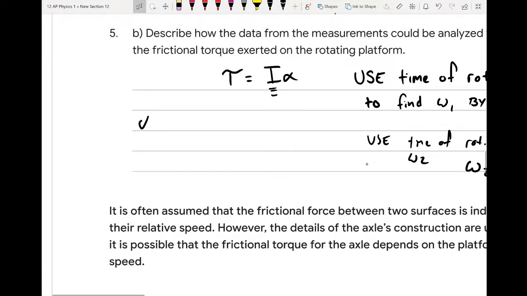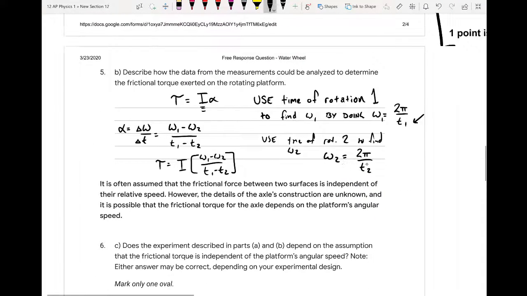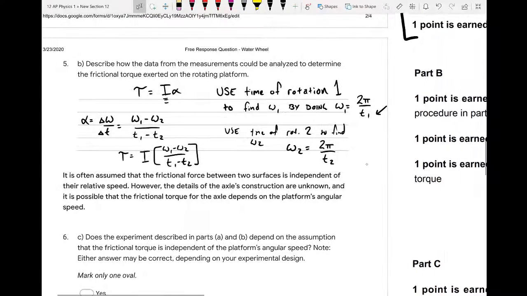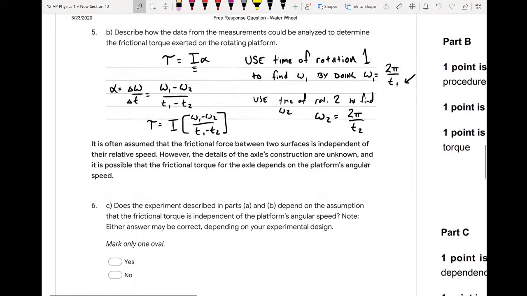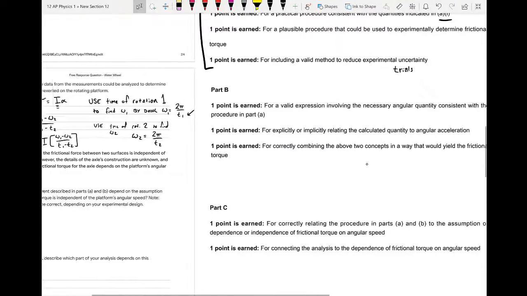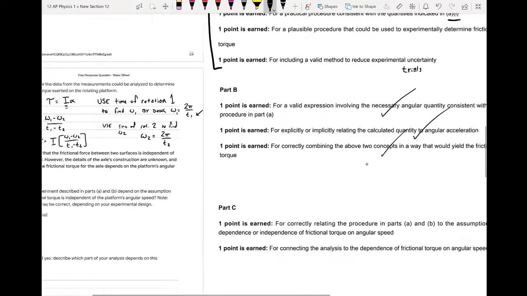Then we could say alpha is equal to our change in omega over change in time. So you can say omega 1 minus omega 2, and we have that time data from our slow motion camera. So we'd find alpha, we'd say torque is equal to I times alpha, and when we plug that in, we would get an equation for this frictional torque. So that's really all that we have to do for that one. We've said how we're going to get this, and then we could plug that in and figure out the frictional torque. We've related to angular acceleration, and we have included our quantities, and then we put it all together.